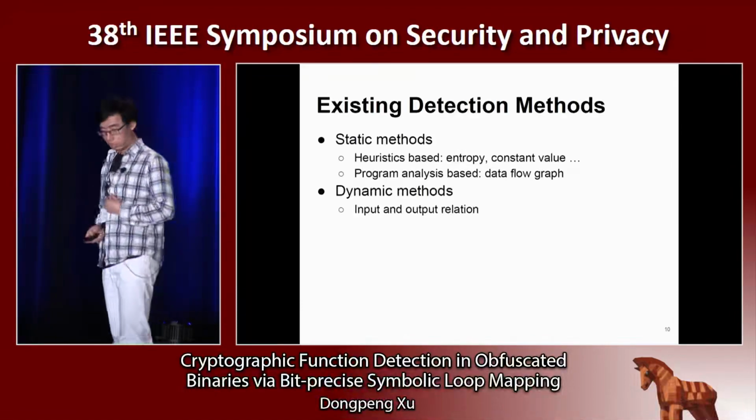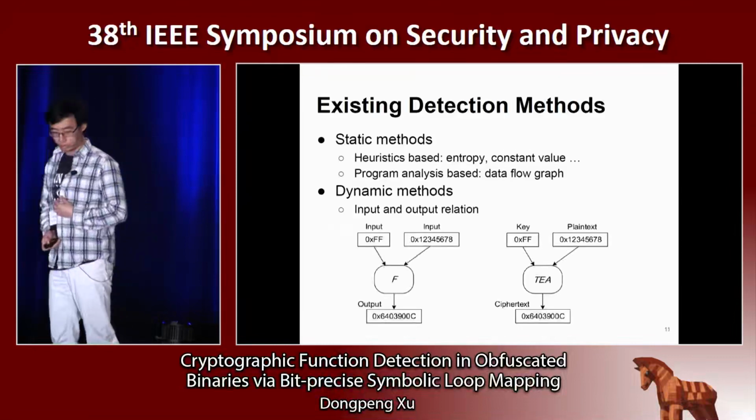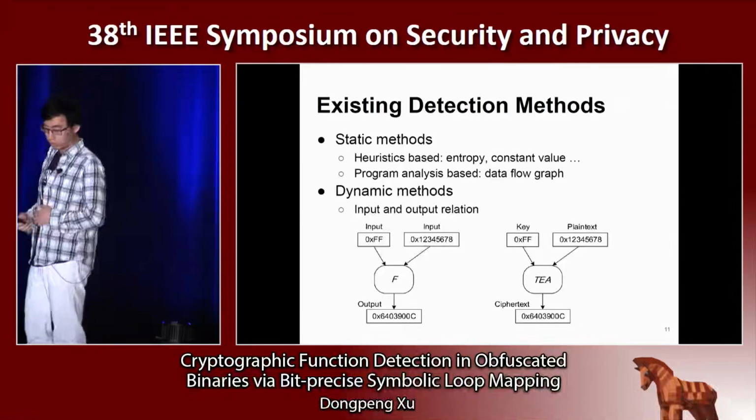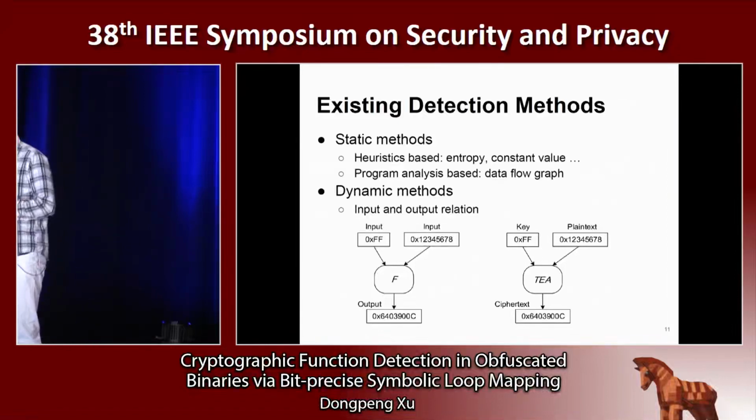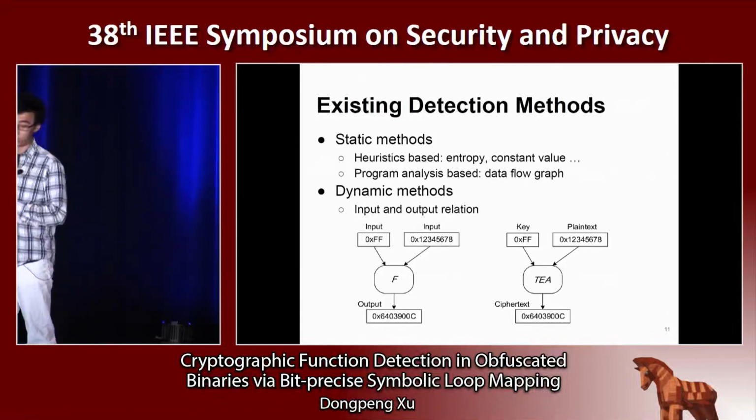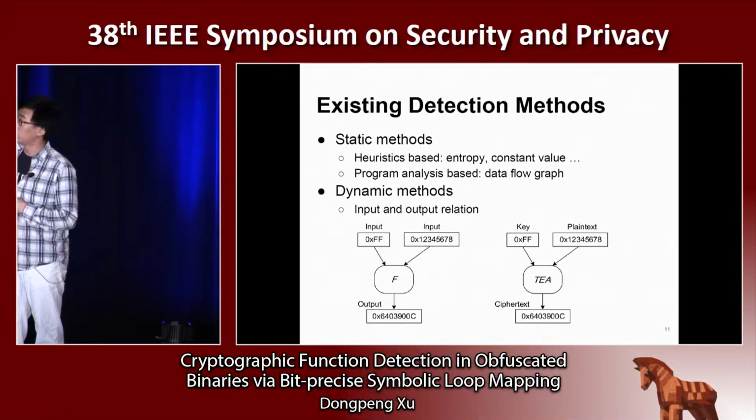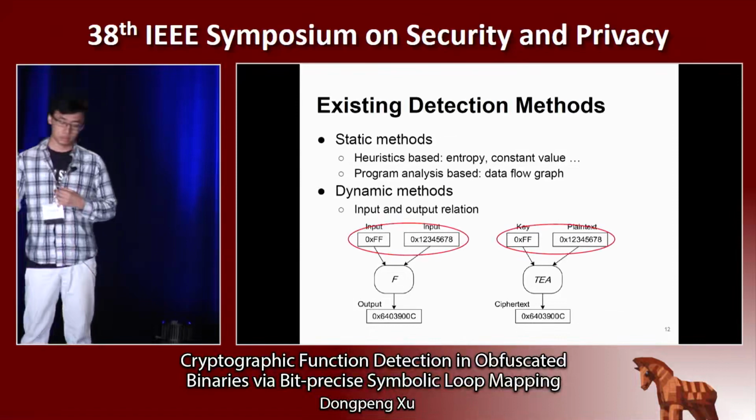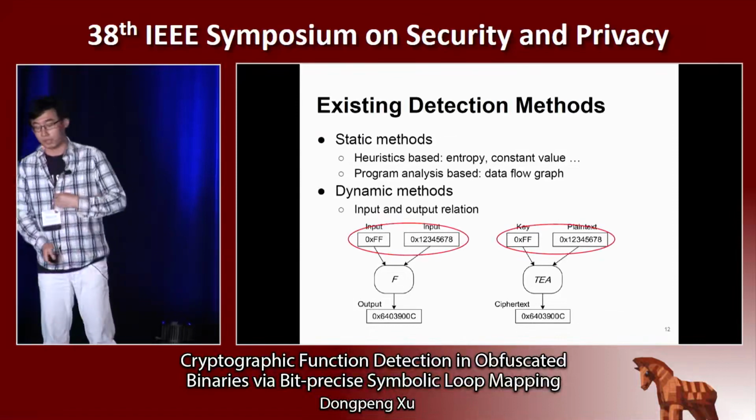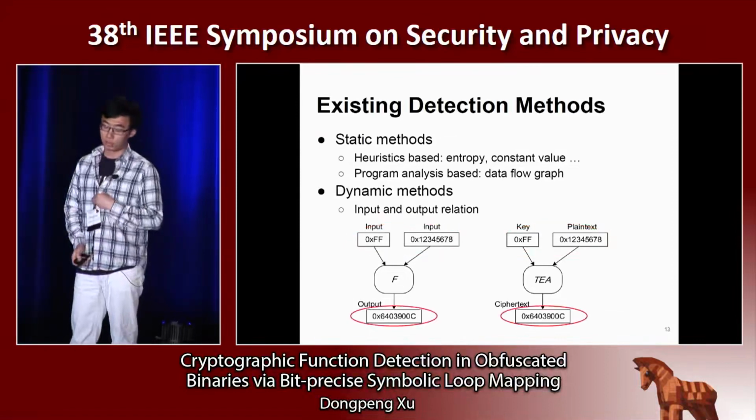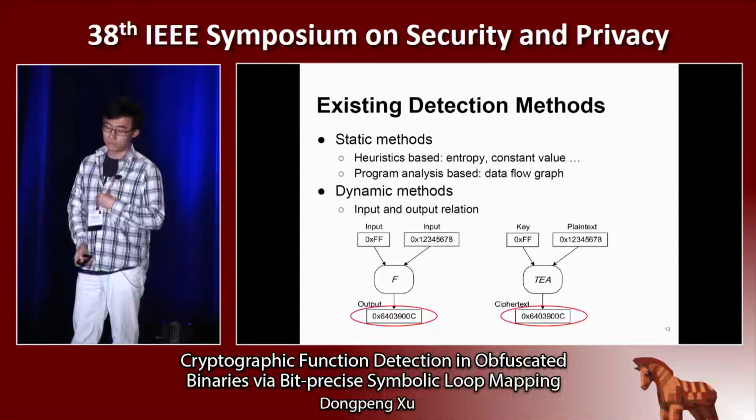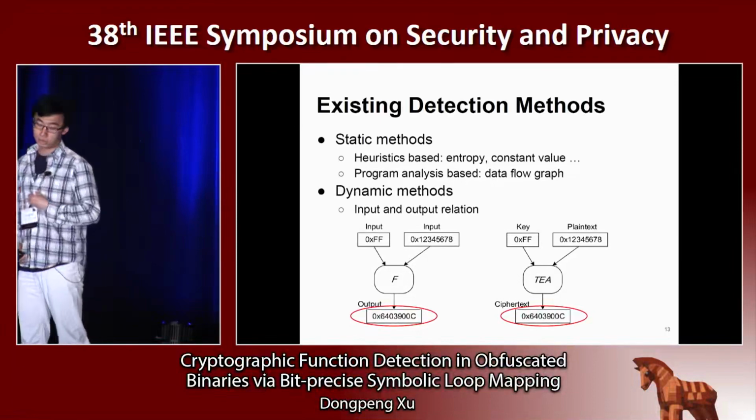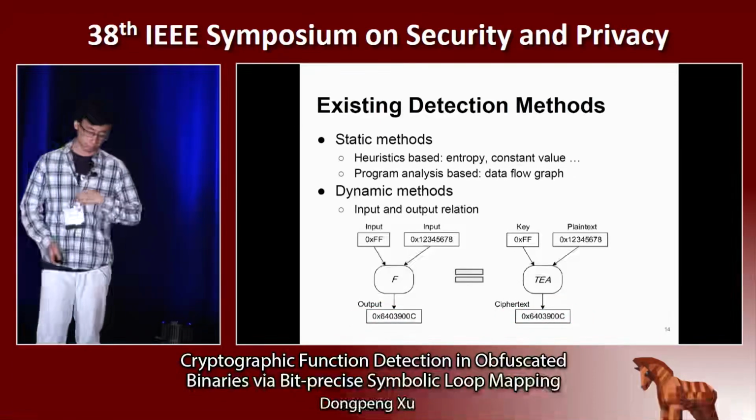Here I show an example. Suppose that f is a function. We want to check whether f is an implementation of TEA, which means Tiny Encryption Algorithm. First, we feed the same input to both f and TEA. Then we check the output. If the outputs are the same, then it is very likely that f is an implementation of TEA. So it's like a testing-style method.